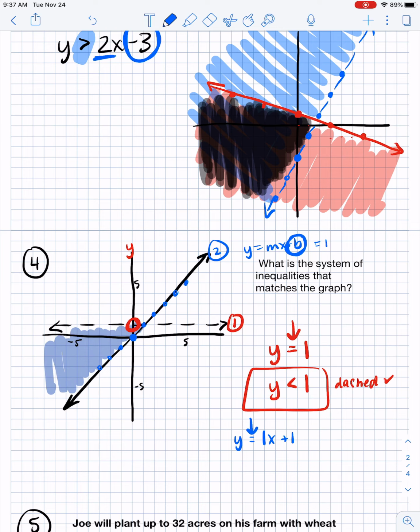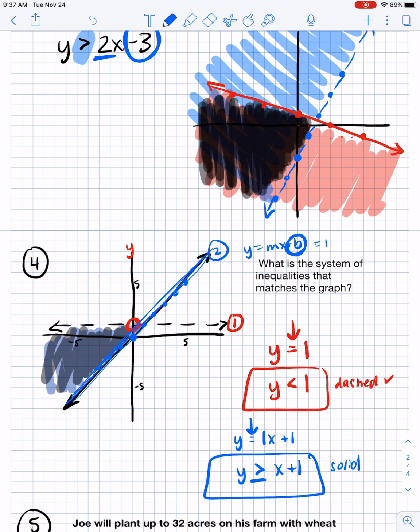Now again, we need to figure out what the sign is. If you look at this diagonal line right here, this shaded part is shaded above my line. So based on that, I know it's going to be y is greater than x plus 1. And then because it's a solid line, I'm going to make it greater than or equal to. So we found our equations, we changed them into inequality form, and then we made sure if it was dashed or solid, it determines if it's just regular less than or greater than, or does it have an equal to under it. Okay?